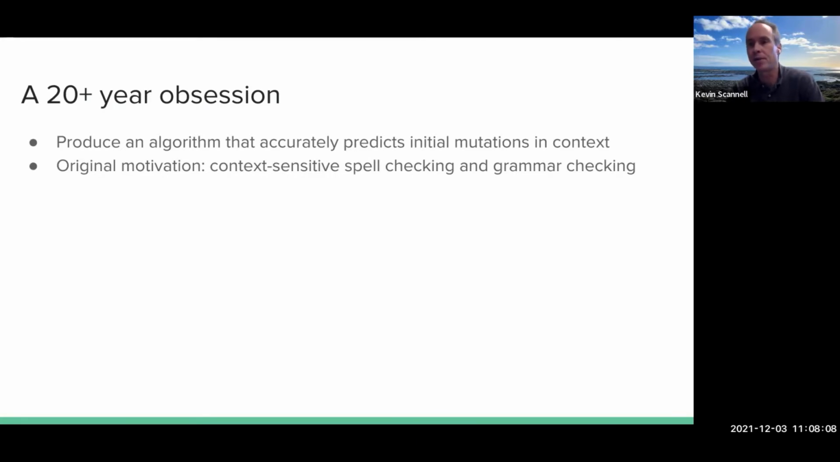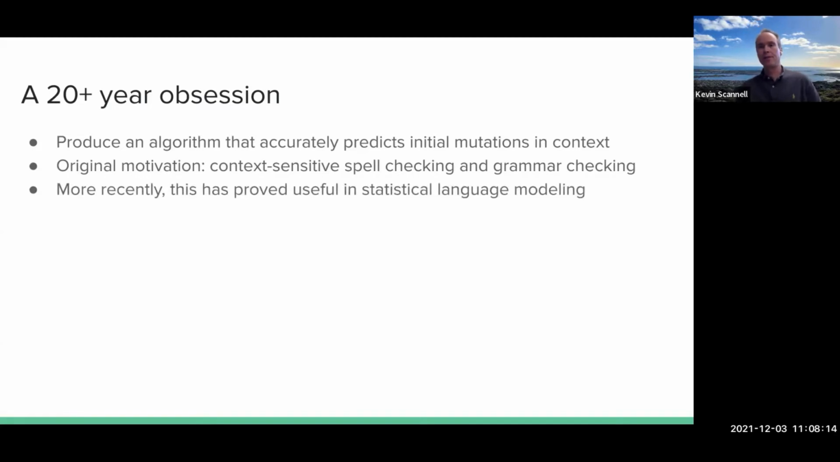In more recent years, it's turned out that these tools that I've developed for predicting mutations have been useful as well in statistical language modeling. And the language models I've created for Irish in particular underlie a lot of the other tools that I've worked on. So spelling and grammar checking, and then the translation engines that Andrew mentioned between the Gaelic languages, all rest on having good statistical language models.